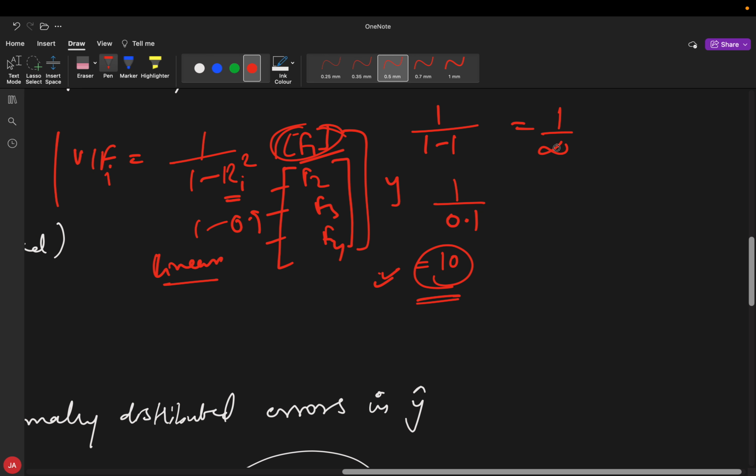Then it would be 1 by 0, which is infinity. So we have a very strong, exact correlation existing between the features.